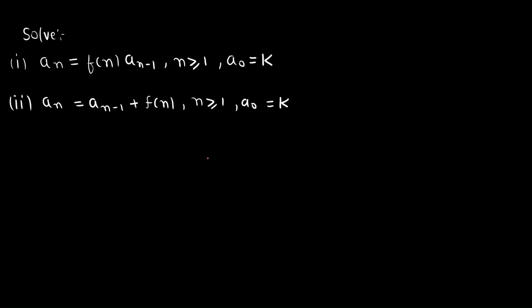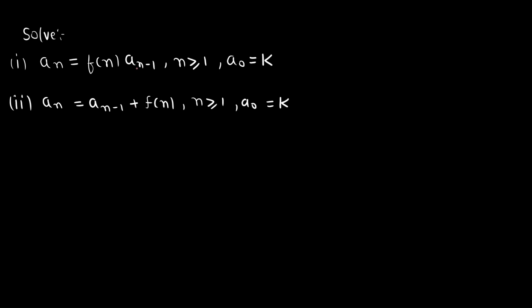Now let's move on to solving some recurrences. Let's start with the basic ones. Here an is equal to f of n times an-1, where n is greater than or equal to 1 and a naught is equal to k. Here an is equal to an-1 plus f of n, n is greater than or equal to 1 and a naught is equal to k. These both rely on the same idea, which is nothing but a telescopic product and telescopic sum. Let's see how we do that.